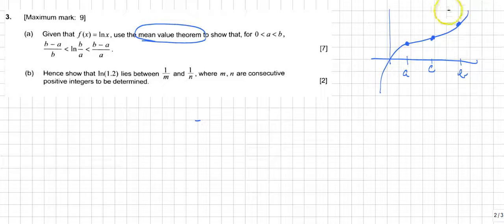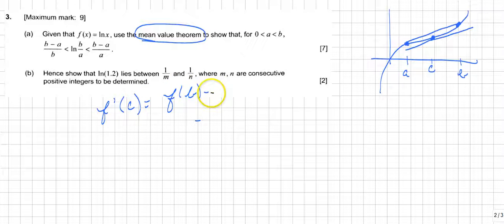So mean value theorem, what it basically says is if you take any 2 points on a continuous differentiable curve and find the slope between those 2 points, that somewhere between those 2 points there's another point where the derivative is equal to that same slope. In other words, the slope of the tangent at that point is the same as the slope of the segment joining A and B. So if we write that out formally, the derivative at C is equal to f of B minus f of A over B minus A.